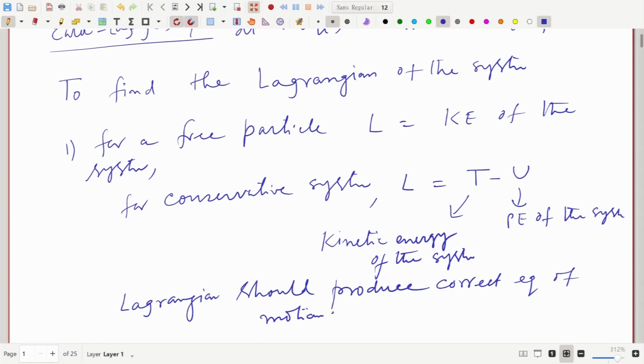So, what we can do is start constructing the Lagrangian with kinetic energy minus potential energy, then we find the Euler-Lagrange equation of motion and we see whether it produces the correct equation of motion for the system or not. If it does not, then the Lagrangian is not of that form, so we need to modify it. Today's class will see how to systematically construct the Lagrangian for simple systems.